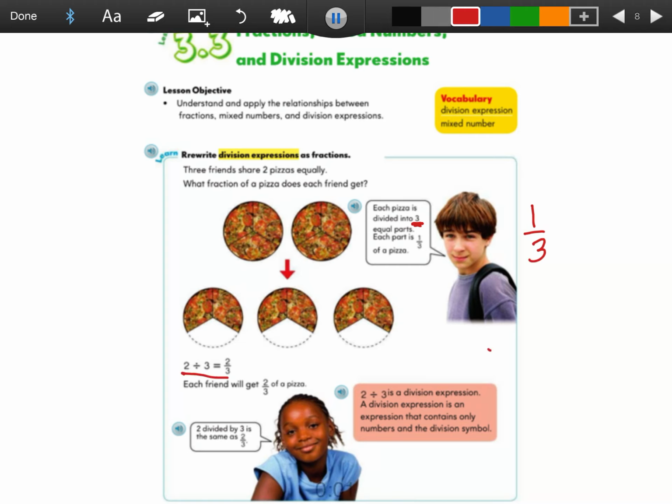So we can figure it out like this. 2 pizzas divided by 3 people is the same as 2/3. So each friend will get 2/3 of a pizza. 2 divided by 3 is the same as 2/3. 2 divided by 3 is what's called a division expression, and a division expression is an expression that contains only numbers and the division symbol.